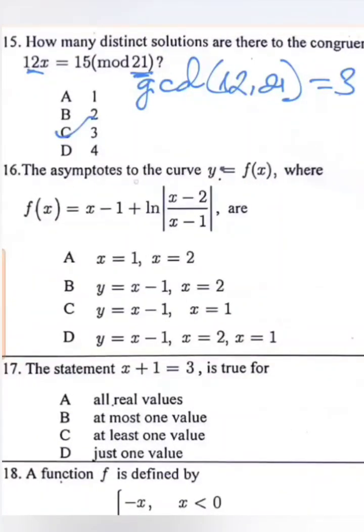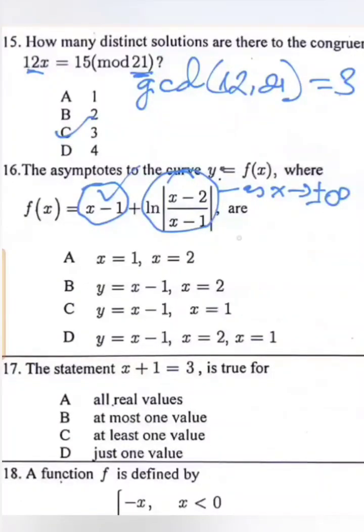In number 16, the asymptotes to the curve y equals f(x), where f(x) equals x minus 1 plus ln of the absolute value of (x minus 2) over (x minus 1), are, and we have these options. In the case of functions which occur in such a way that there is the first part, which is a linear function, and the second part, which either has a log function or an exponential function, we can easily verify whether the linear function in the first term is an oblique asymptote, and that is done by looking at the limit of this second part, the log, as x tends to plus or minus infinity.